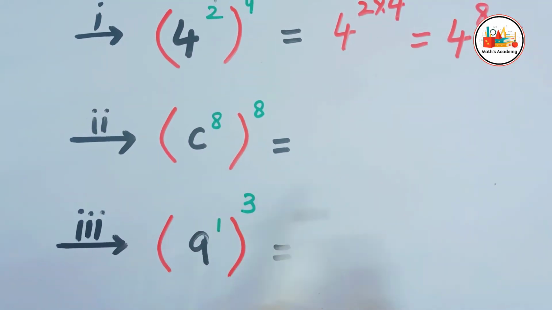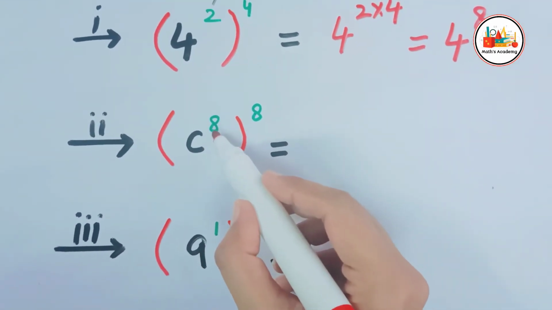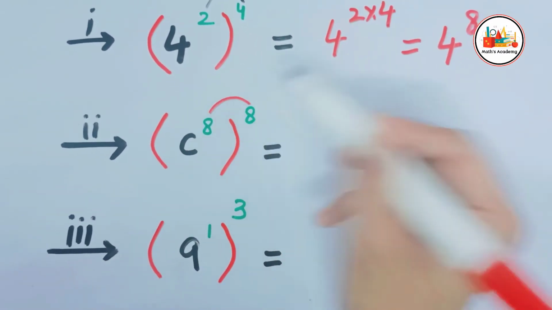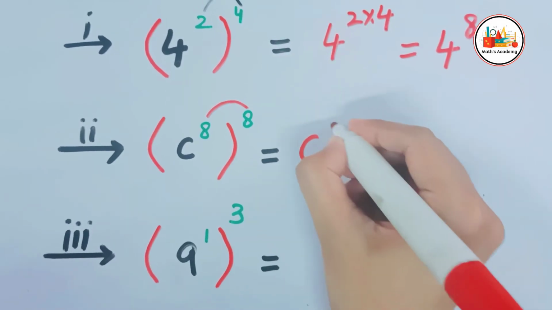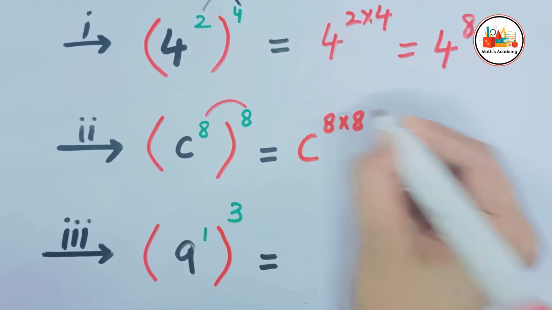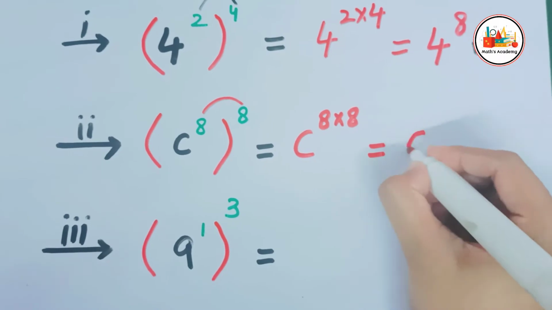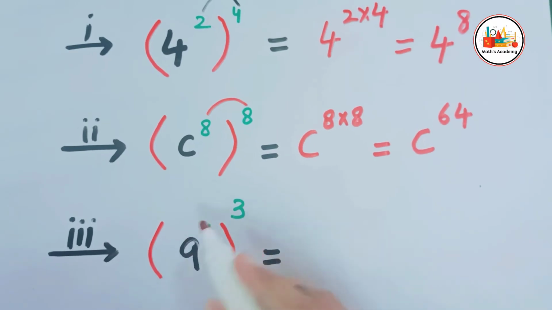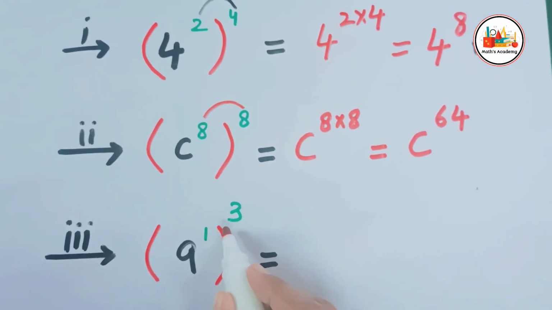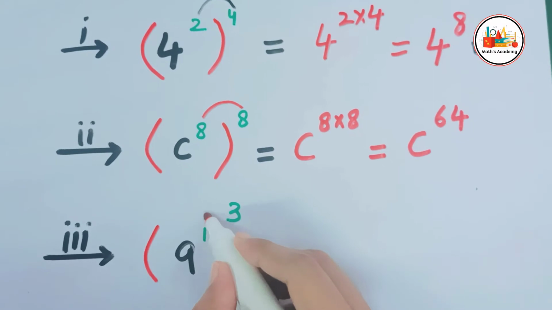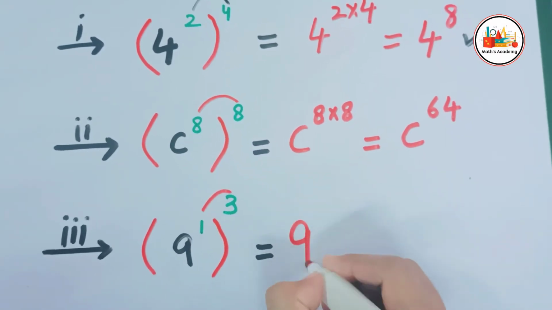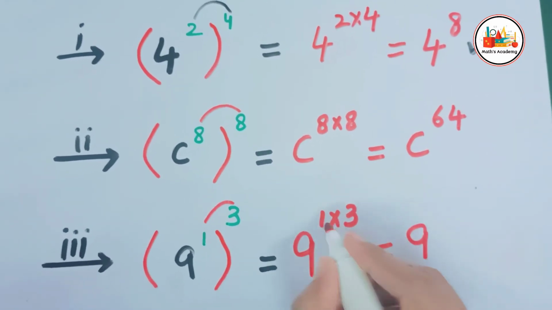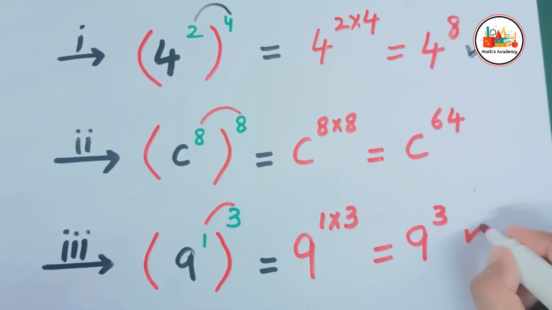Let's solve the second example. c^8 raised to power 8. Power of power, so multiply the powers. c raised to power 8 multiplied by 8 is equal to c raised to power 64. Next is 9^1 raised to power 3. Power of power. Simply multiply the given powers. 9 raised to power 1 multiplied by 3 is equal to 9^3. 1 3s are 3. Done.